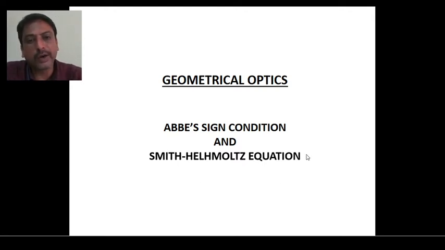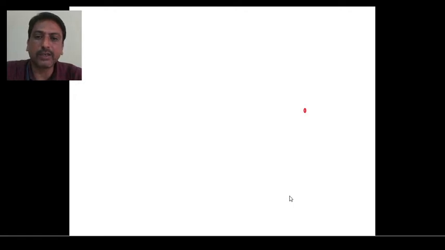In order to define an aplanatic surface, the rays will obey the aplanatic points and surface condition only when they satisfy Abbe's sine condition as well as the Smith-Helmholtz equation. For that reason we are going to study the Abbe sine condition as well as the Smith-Helmholtz equation. Now we will derive the Abbe sine condition.